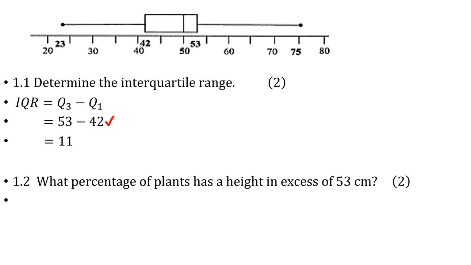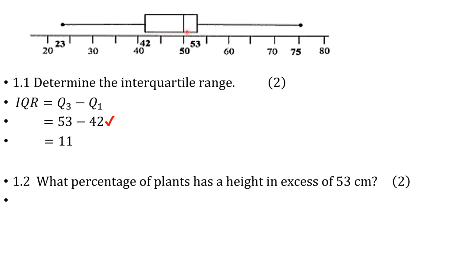1.2. What percentage of plants has a height in excess of 53 centimeters? So quartile 3 is 53 centimeters and the maximum is 75. So I'm going from quartile 3 to maximum, which is the last 25. We need to understand that from minimum to quartile 1 is the first 25. From 42 to 50, quartile 1 to quartile 2, is the second 25%. So from there to there is 50%.